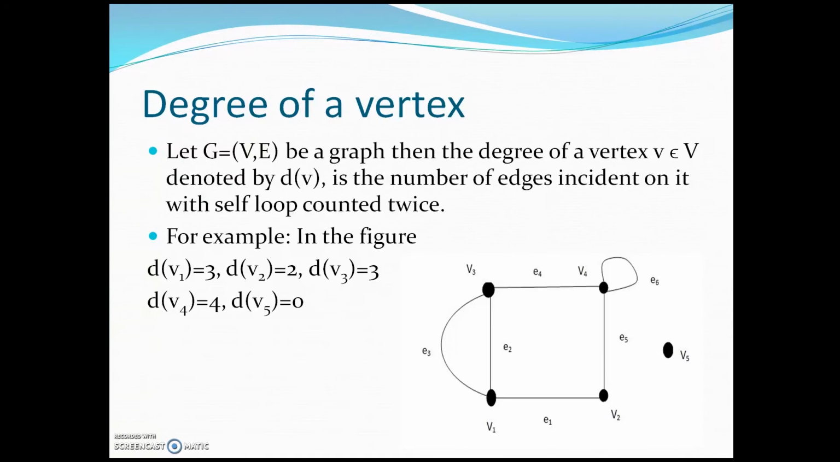Now, degree of a vertex. The degree of a vertex in a graph is the number of edges incident on it, with a self-loop counted twice. For example, in this figure, the degree of the vertex V1 is 3 as there are 3 edges incident on V1. Similarly, the degree of V2 is 2, the degree of V3 is 3 and the degree of V4 is 4 as there are 2 edges and 1 self-loop which is counted twice. The degree of the vertex V5 is 0 as there is no edge incident on the vertex V5.